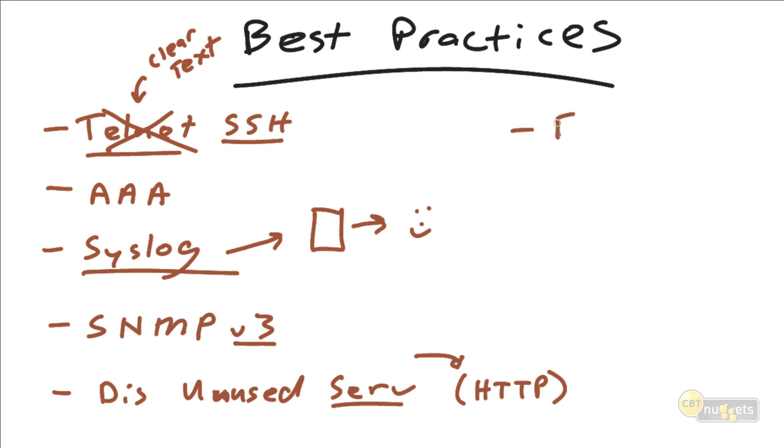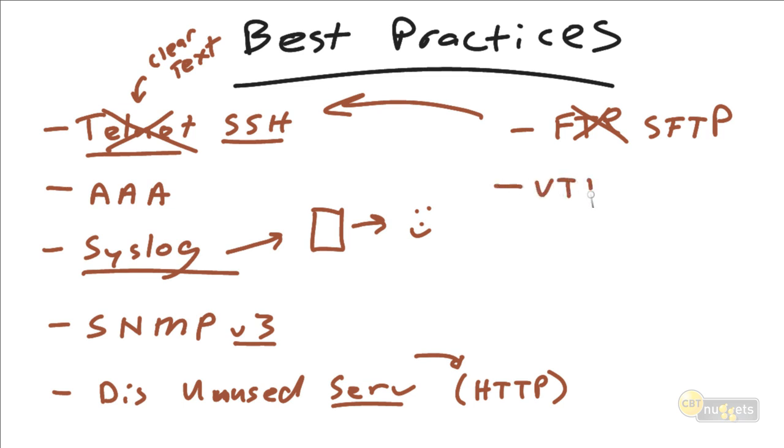How about replacing FTP in their organization with secure FTP? Kind of tags along with that replacing Telnet with Secure Shell idea. When it comes to the virtual terminal lines that we're going to use for like SSH, let's lock those down with access control lists. That capability exists. We should take advantage of it.